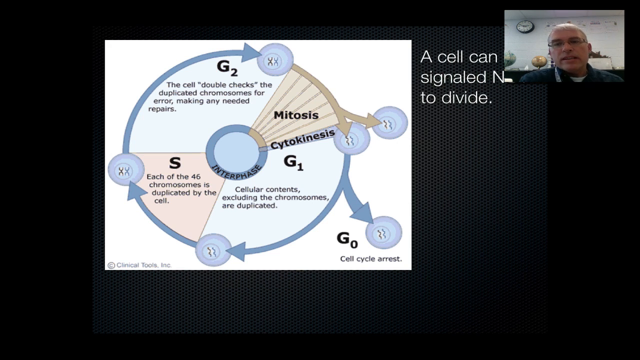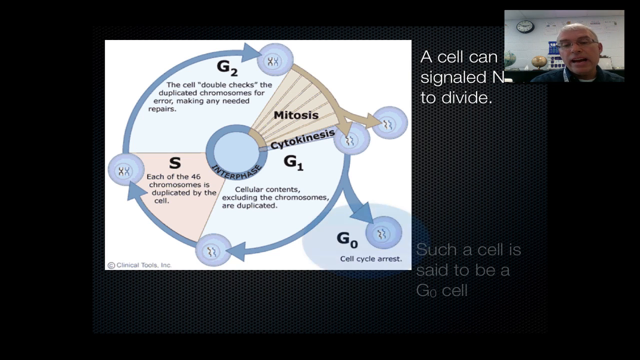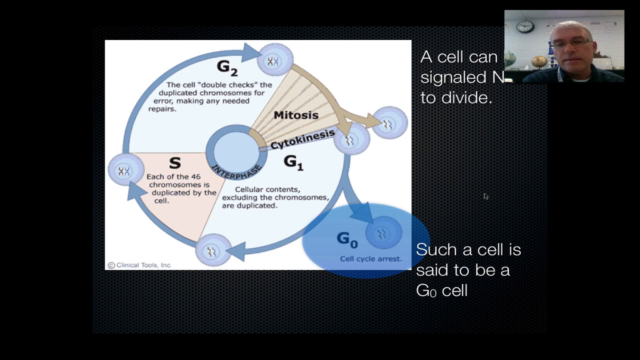All right. Now a cell can be signaled not to divide. And if that happens, we say that the cell is in something called the G sub 0, or a resting state. It is not going to be dividing. And like I said earlier, this is where most of the cells in your body are right now. They're not going through cell division. They're frozen at the G sub 0 state.